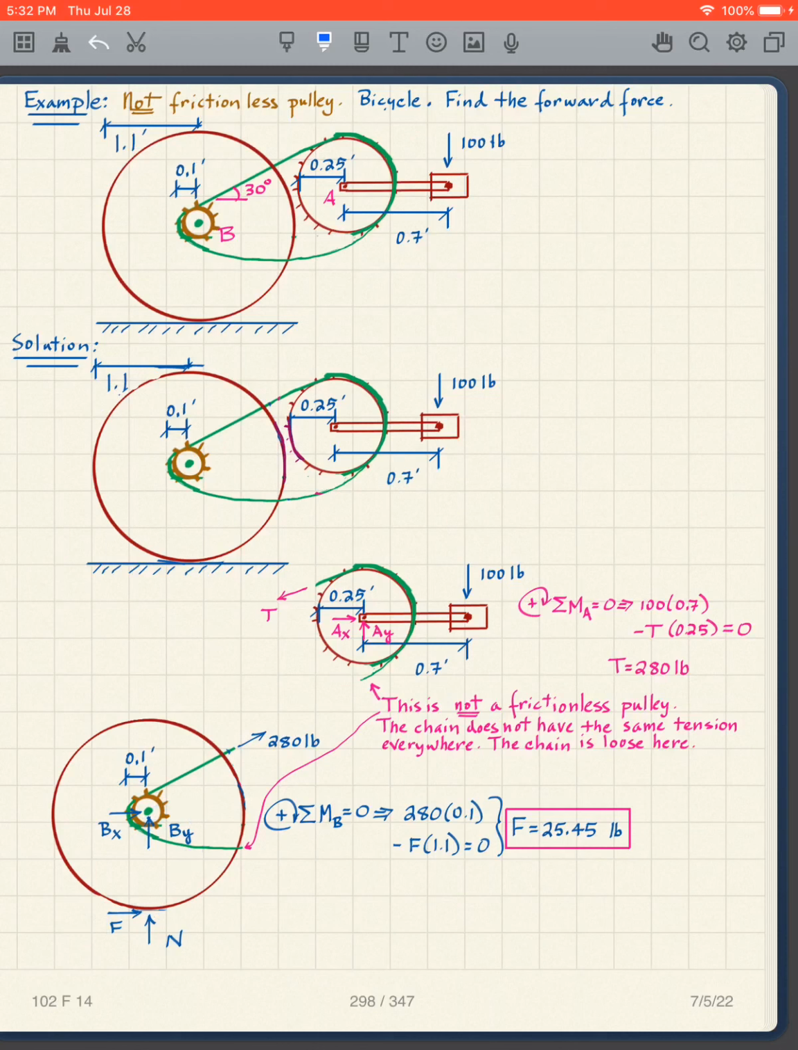Again, I'm going to take moments about the axle, point B. I take the sum of the moments about B equaling 0, and I have the perpendicular distance of 0.1, I have the 280 pounds times the 0.1. Now what do I have here? I've got my friction here. That's what gets you going. Think about it. If you're bicycling on ice, you can't get going. Why? Because you don't have any friction here.